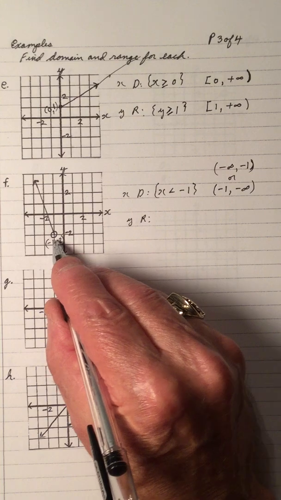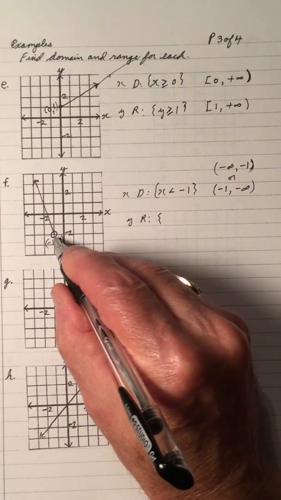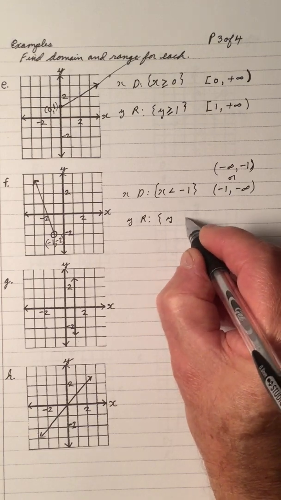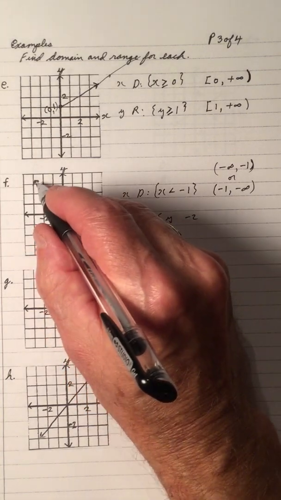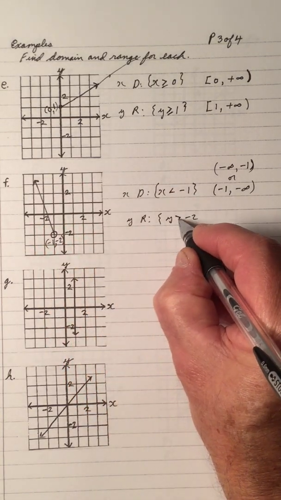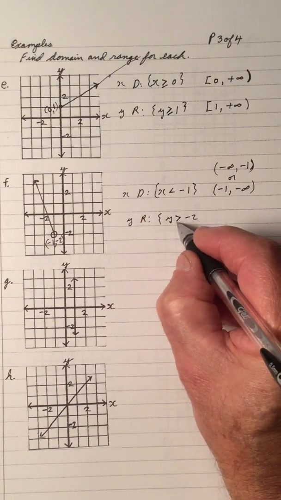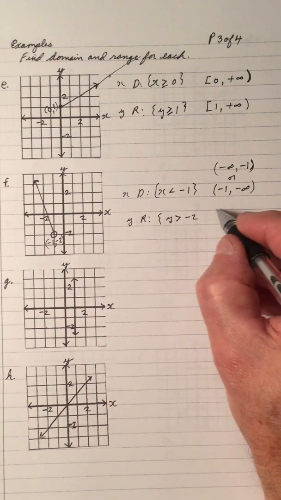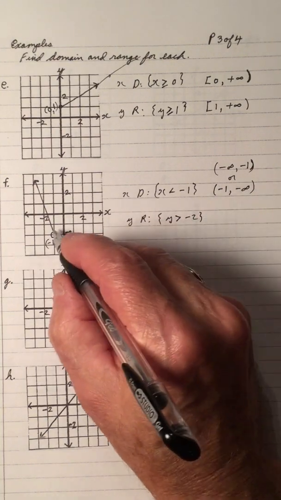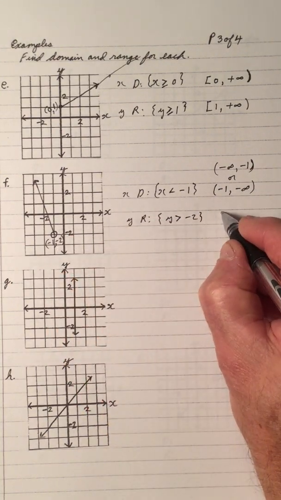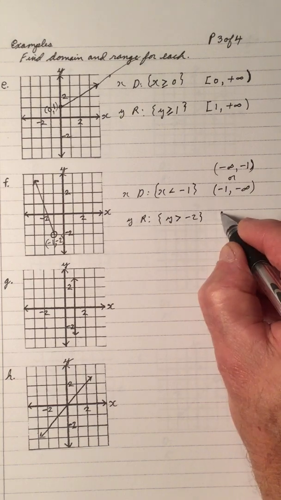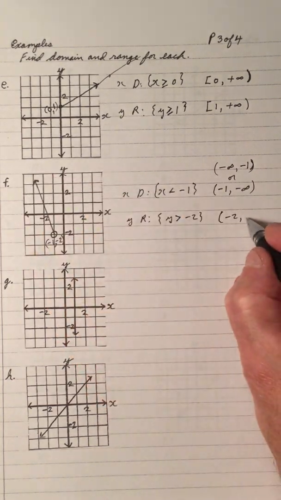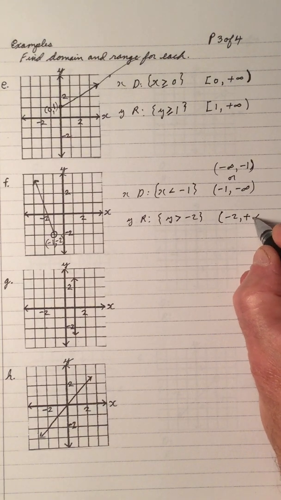And the range is the y values, and the y values start at -2 and go up. So the y values start at -2. Going up is positive, so it's going to be greater. And there's no square bracket, no bar, because it's a hollow dot. And it's positive, so it's round, -2, and it's going up, so it's positive infinity.